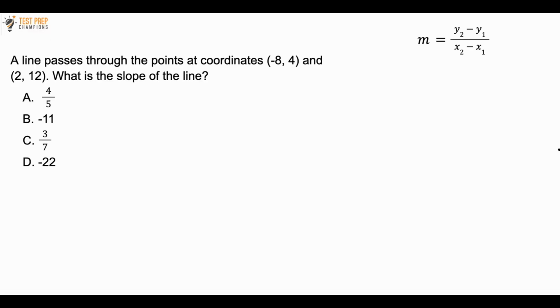A line passes through the points at coordinates -8, 4, and 2, 12. What is the slope of the line?